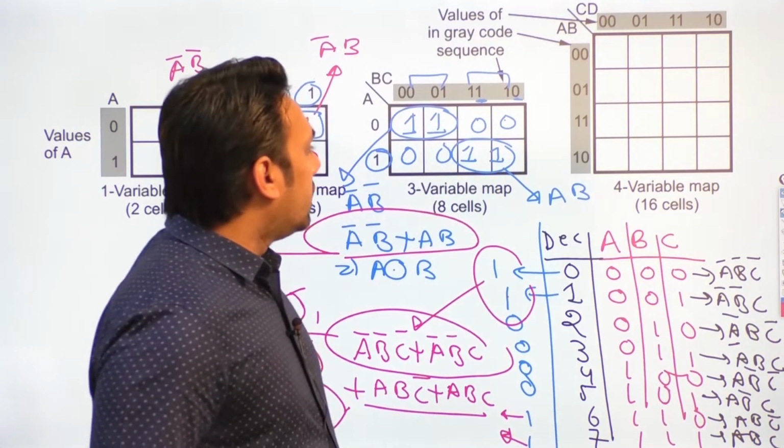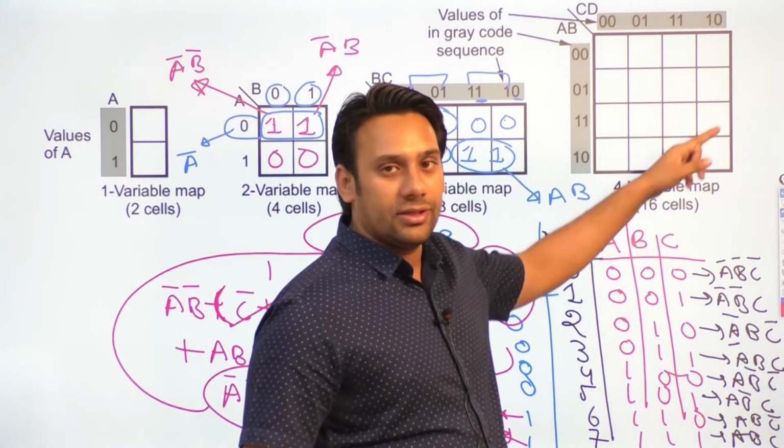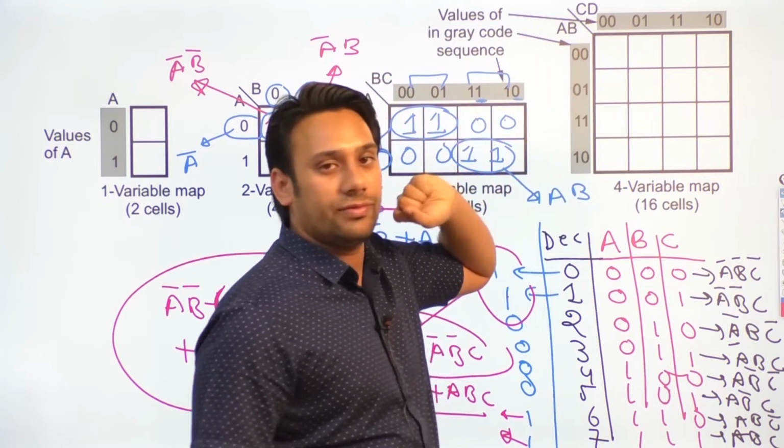Okay? Now again here in this case you can also see this K-map, and this is a 4 variable K-map.